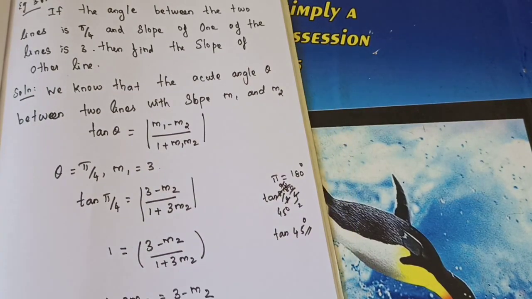So the angle between the lines is given and the slope of one line is given. M2 you need to find. So just substitute in the formula and you will get the answer. Understand? So we have found the answer. So next, we will move to the next section.